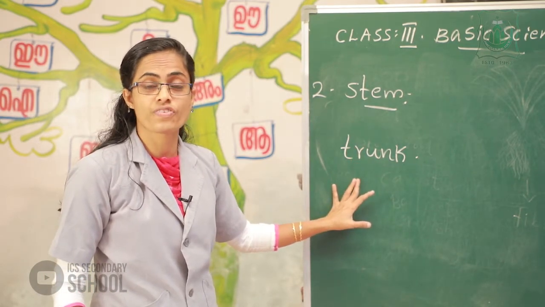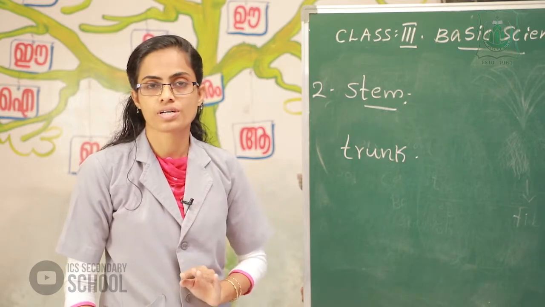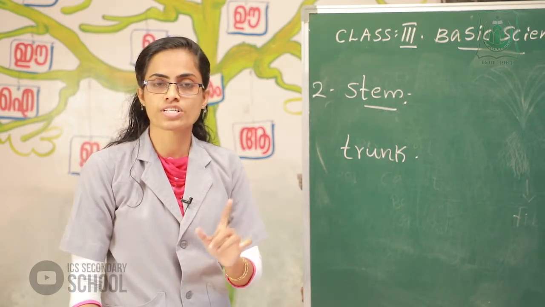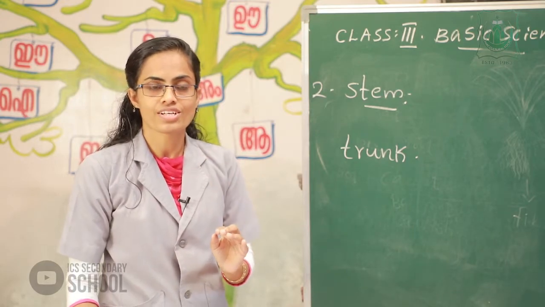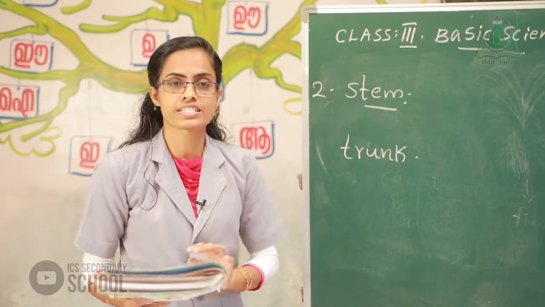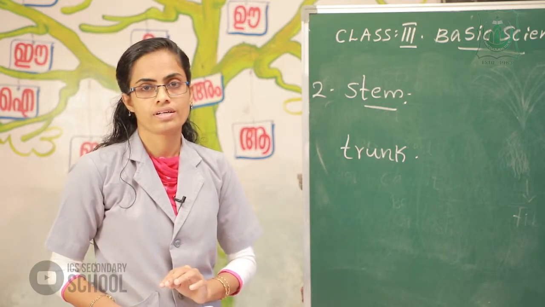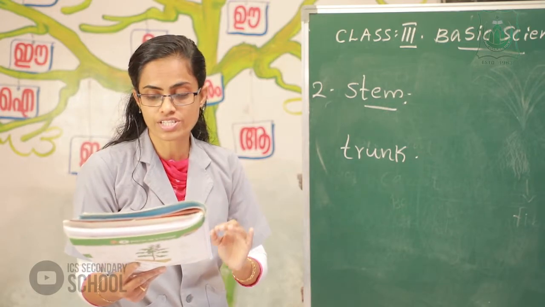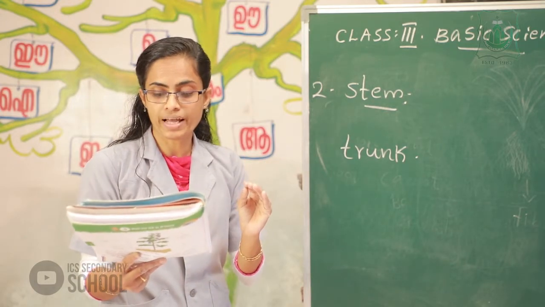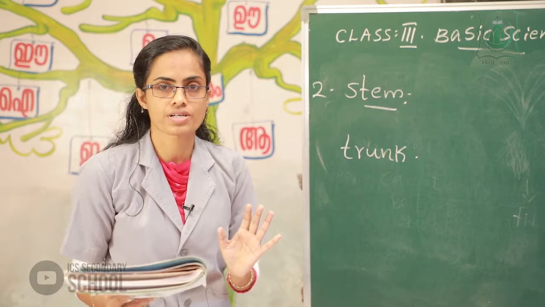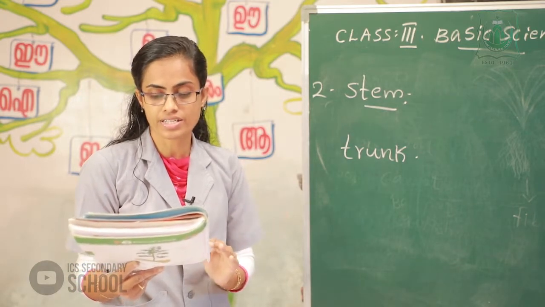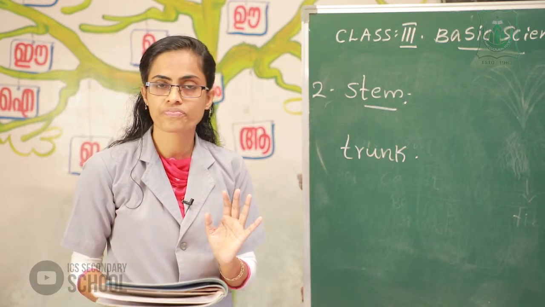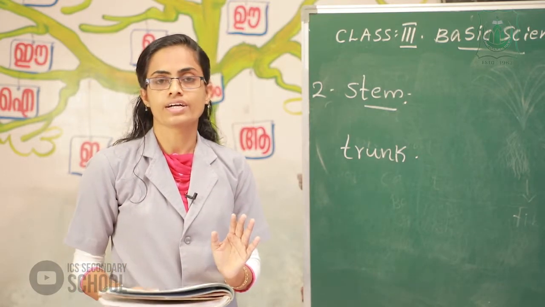Okay. The next one, for example, money plant. You know money plant? What is the feature of its stem? It has a soft and weak stem. For example, a money plant has a soft and weak stem. That is why a money plant cannot stand upright. It needs support to stand upright. Okay. All of you understand what I say?